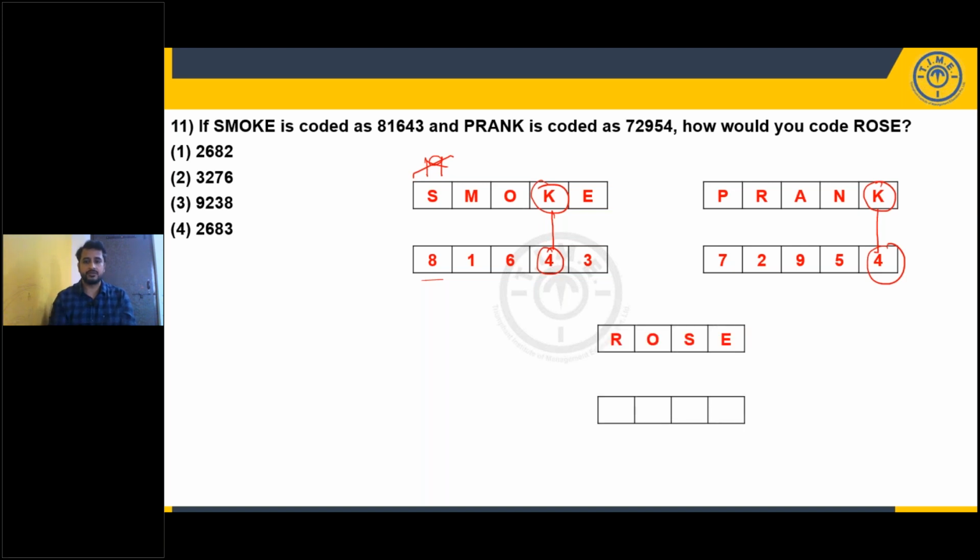Now apply the same logic. Rose. What is the code for R? Corresponding 2. What is the code for O? 6. What is the code for S? 8. What is the code for E? 3. 2683. Choice 4. I hope with this example you are clear. Letters and digits are in corresponding positions. If more than one letter is common, in all those common letters, digits have to be in the same position. Then only you can apply this logic.